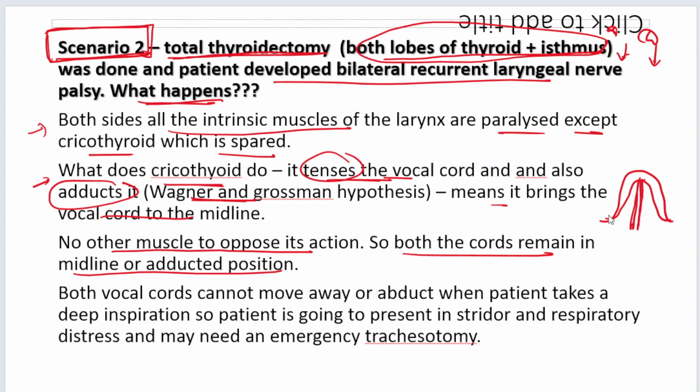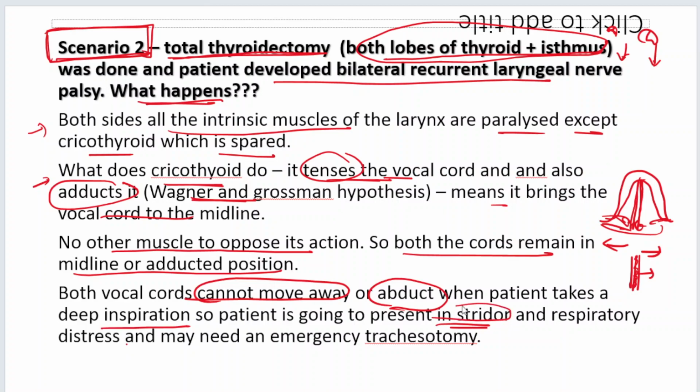They are very close to each other. When I ask the patient to take a deep breath, they will not move away. Or when we ask the patient to take a deep breath, they will be in adducted position, closed position, with very little space in between the two vocal cords, very little space for the air to go in. So the patient will be presenting with stridor. So vocal cords cannot move away when the patient takes a deep inspiration. The patient is going to present in stridor and respiratory distress and may need an emergency tracheostomy.